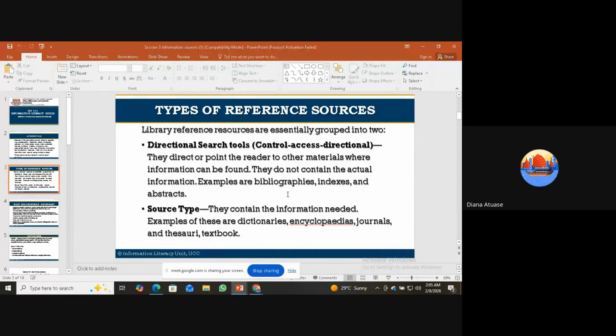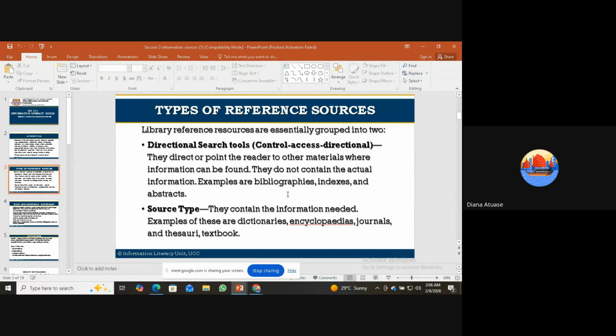So we are saying the library reference materials are in two groups. We have directional search tools. Another name for it is control access directional. The directional search tools don't contain information. They lead, they point, they direct to where information can be found. So, for example, we have bibliographies, indexes, and abstracts. Those materials direct you to where you can find the actual information.